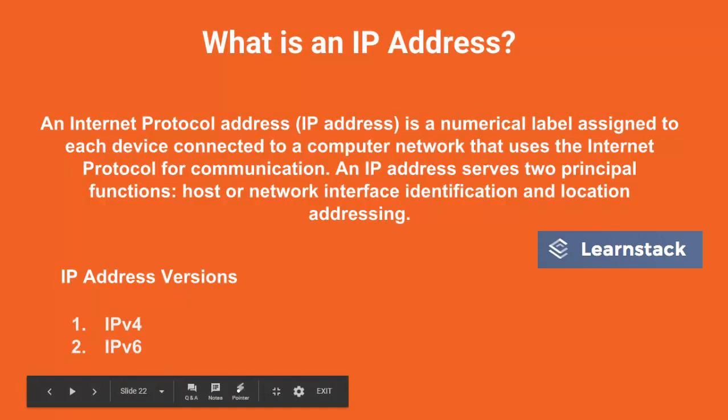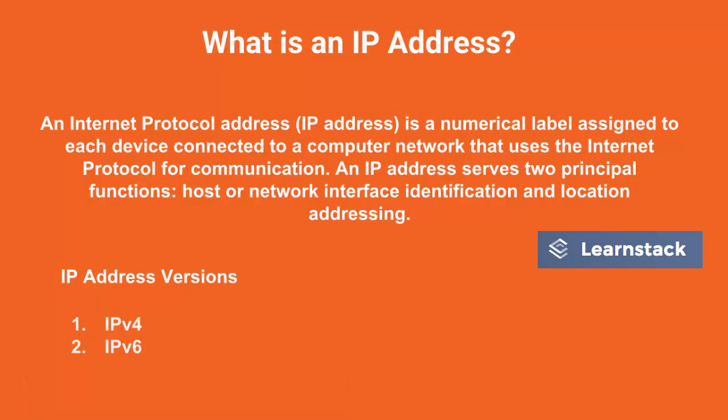Now, let's shift our attention to IP addresses. As we said, every unique machine or server or router on internet has a unique IP address. Let's understand what exactly is an IP address. An IP address is a numerical label assigned to each device connected to a computer network that uses the Internet Protocol for communication. An IP address serves two principal functions: host or network interface identification and location addressing.